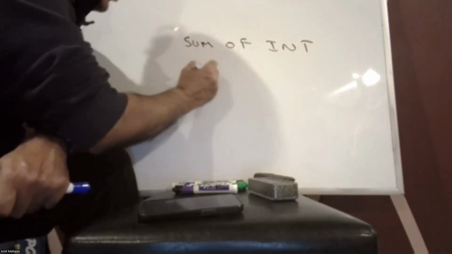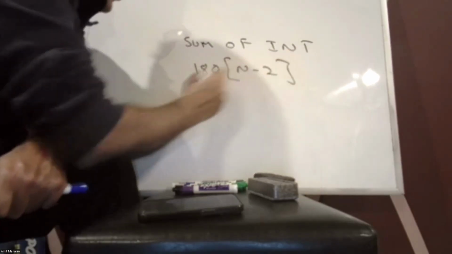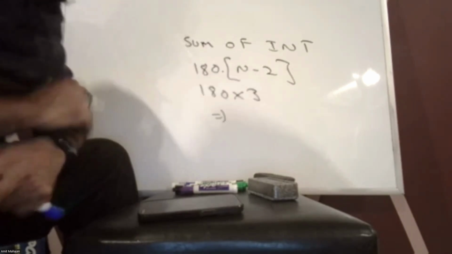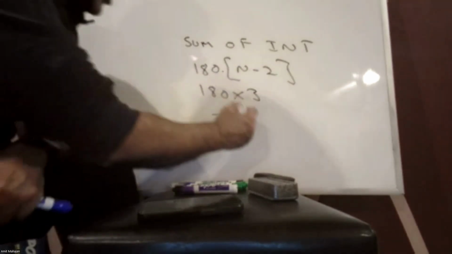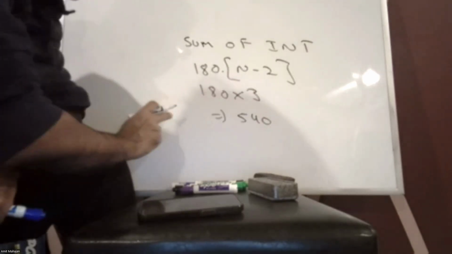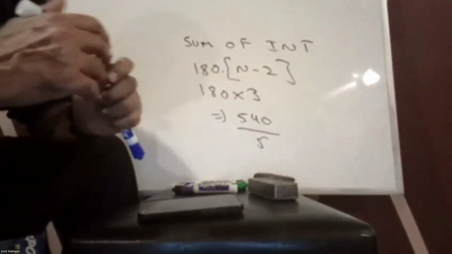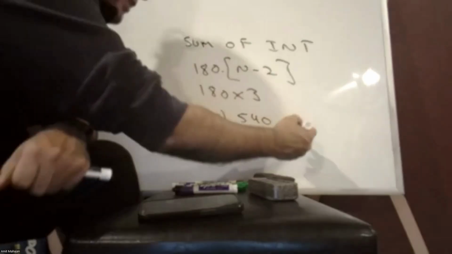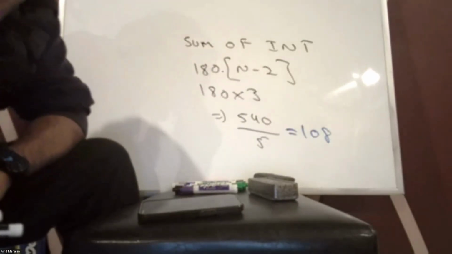In a pentagon, Arush, how many sides are there? 5. Beautiful. What is 5 minus 2? 3. What is 180 times 3? This time you should get it right. 540. Beautiful. To find the interior angle, you divide by the number of sides. In a pentagon, how many sides are there? 5. So what is 540 divided by 5? 108. 108 is totally correct, my genius.